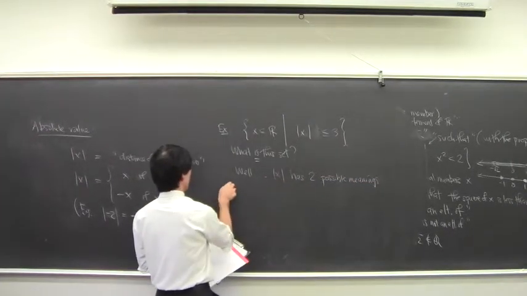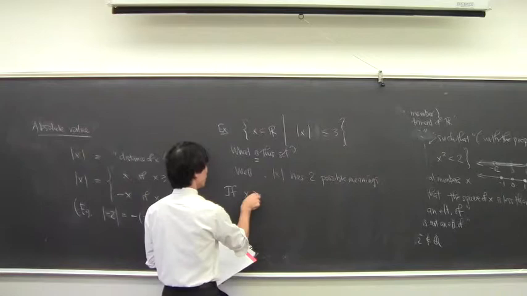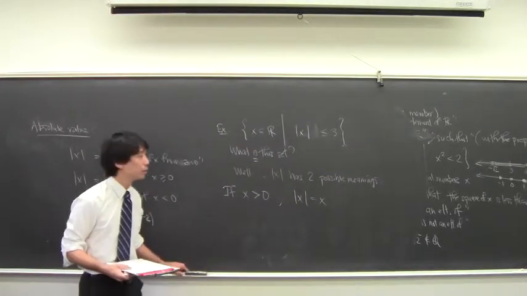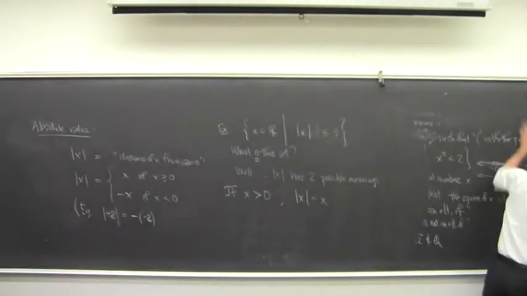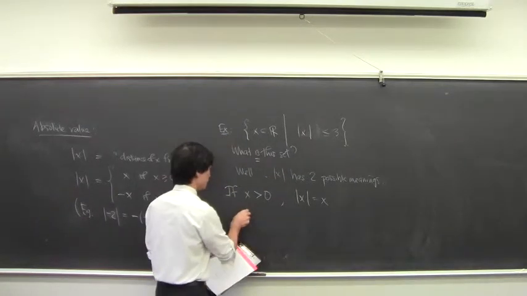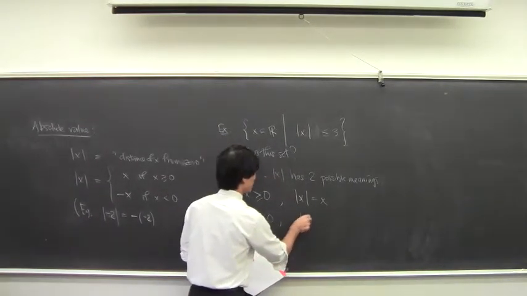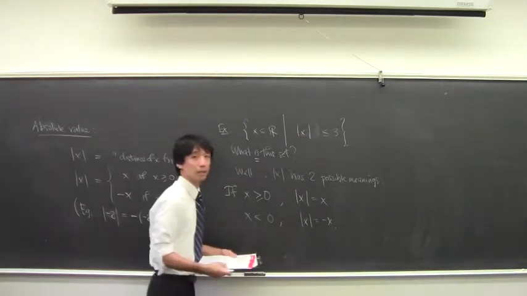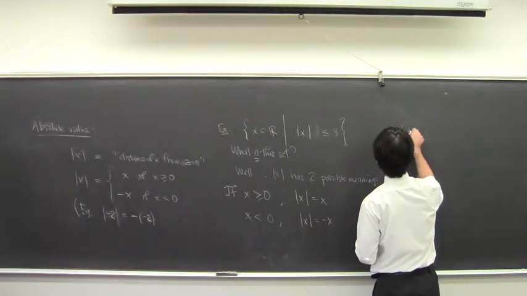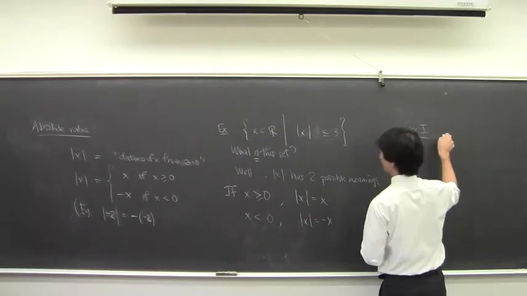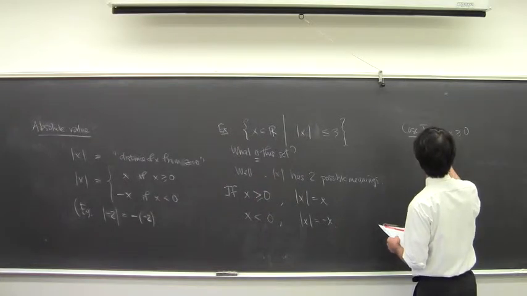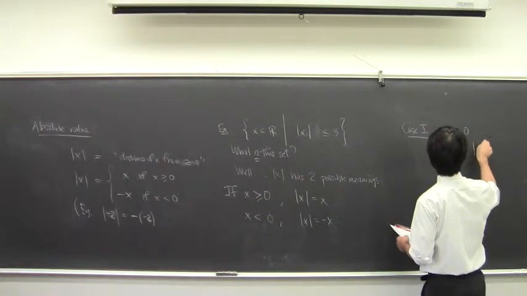Right, so if x is bigger than 0, the absolute value of x is x. If x is less than 0, then the absolute value of x is negative x, right? So you have to break it into cases. Case 1, let's say that x is bigger than 0. Then what does it mean?